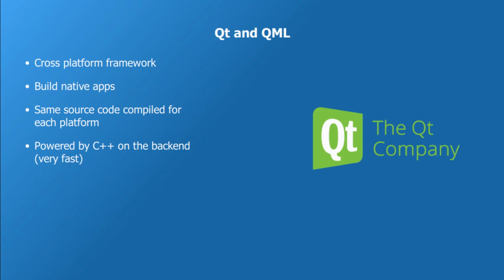Everything in Qt is powered by C++ on the back end, so it's really, really fast. And this fast framework is exposed through a language called QML. And QML is built on top of a JavaScript engine. So that's where they tie into each other, as QML is just running on top of a JavaScript engine where you can actually combine the two.